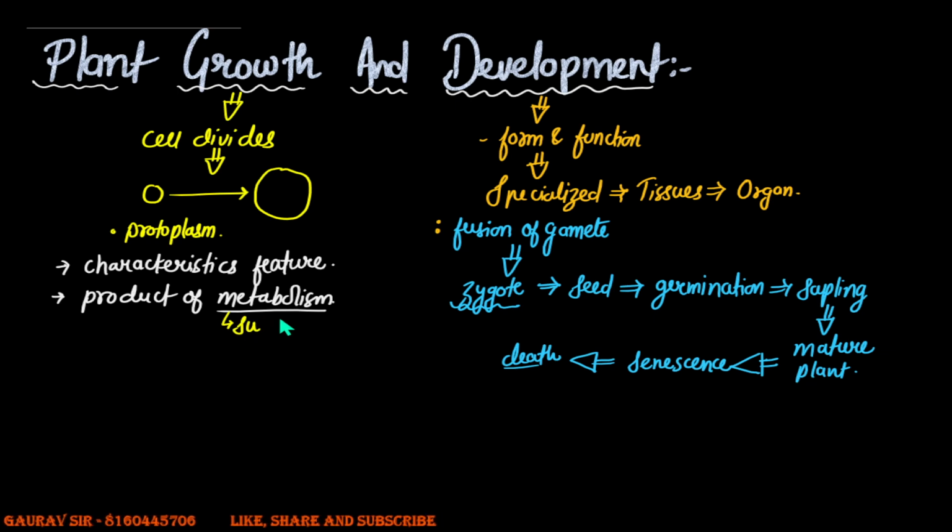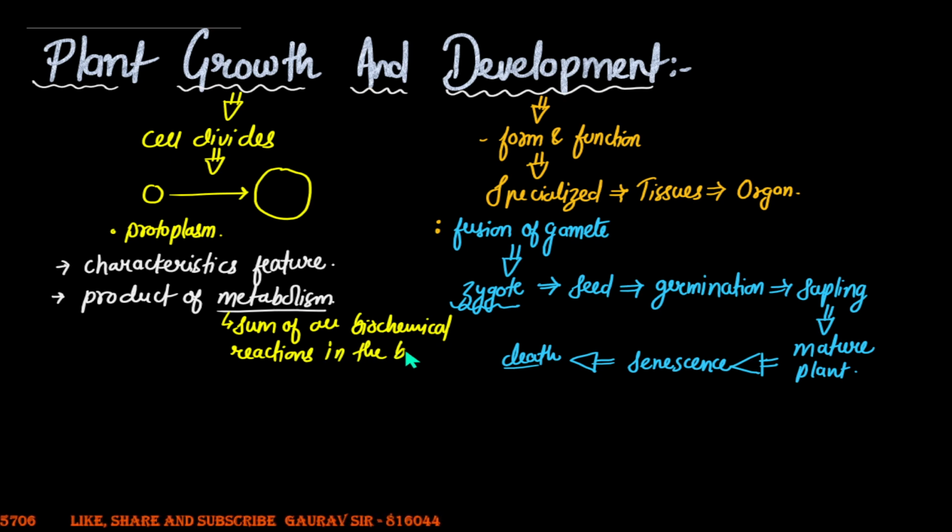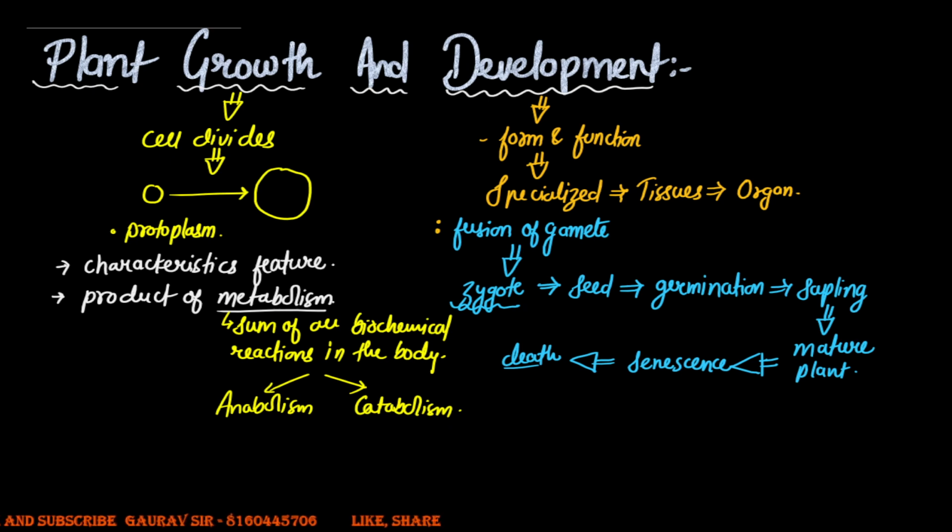So technically, metabolism is the sum of all the biochemical reactions in the body. All right. So there are two types of these metabolic reactions: something called anabolism and something called catabolism.